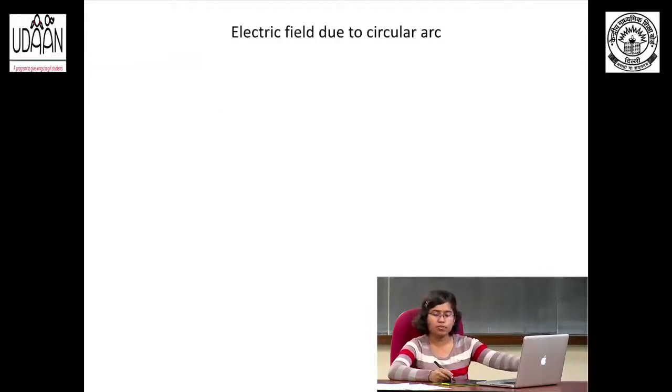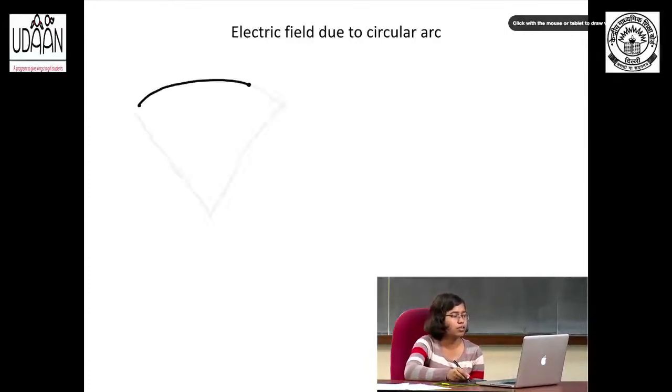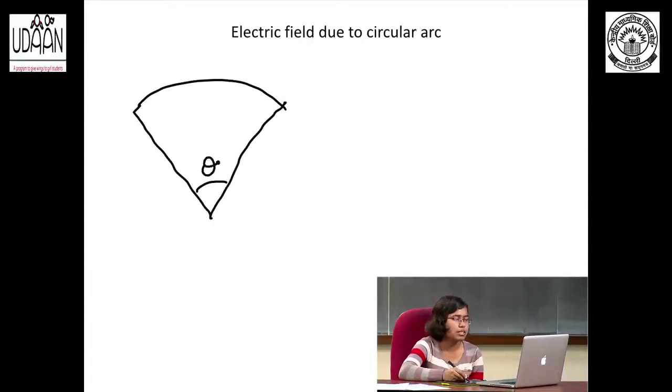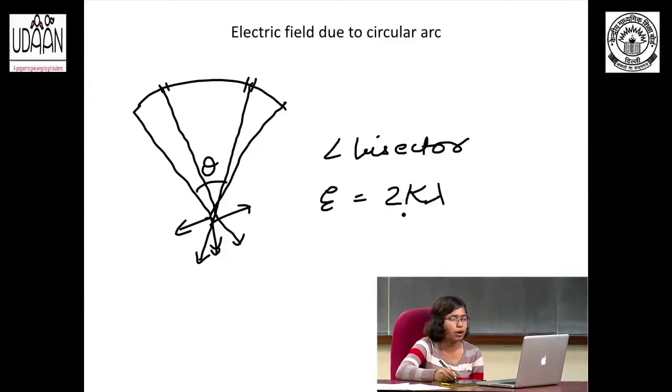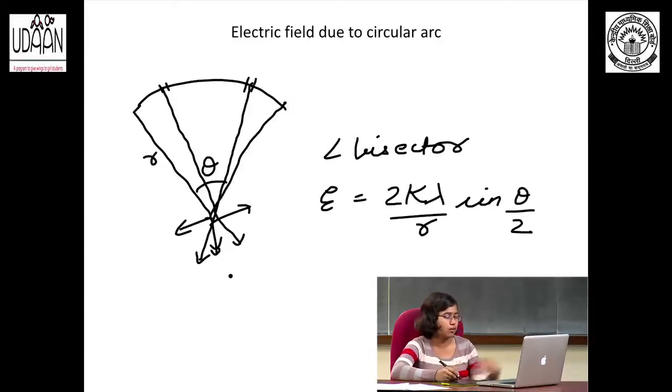Now let us see the electric field due to a circular arc. Suppose this angle is theta. Now if we take this element, then the electric field would be in this direction. And if we take an element here, then the electric field would be in this direction. So the net electric field would be along the angle bisector. And its magnitude would be equal to 2k lambda by r sin theta by 2, where r is the radius of this arc.